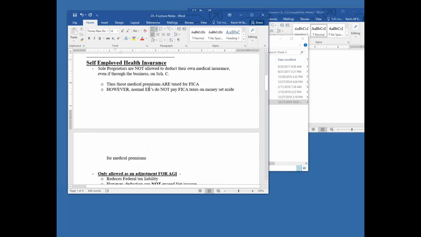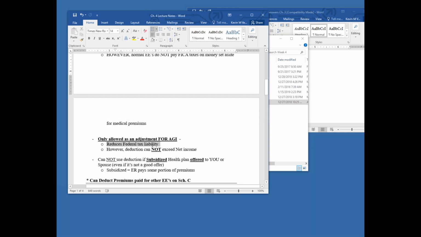Self-employed health insurance. This is a big one on why it's here versus on Schedule C. It's one of the only items you're not allowed to deduct as a business expense for your personal health insurance. If you buy your own health insurance, you cannot deduct it and therefore lower your Schedule C income, and therefore lower your FICA taxes. Unfortunately, it doesn't work that way. You're only allowed to deduct it, which only helps reduce your federal and your state tax liability.